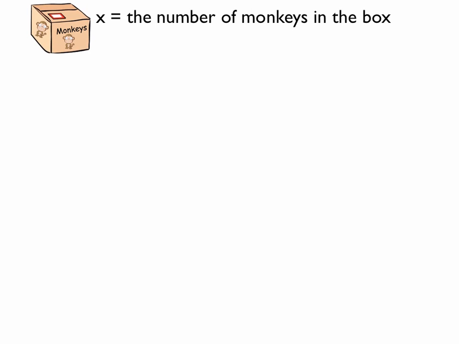We can't use a number like 2, 3, 4, or 5 because we don't know exactly what that quantity would be. So instead, we can use a character like X to describe the quantity of monkeys inside that box. So let's be clear. There are X monkeys inside that box.